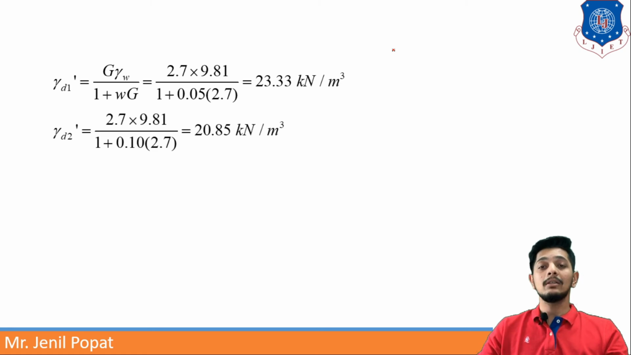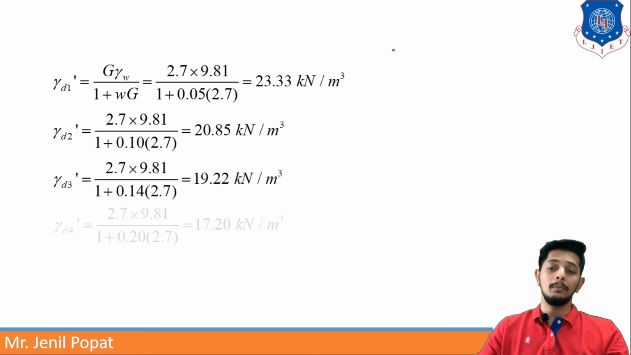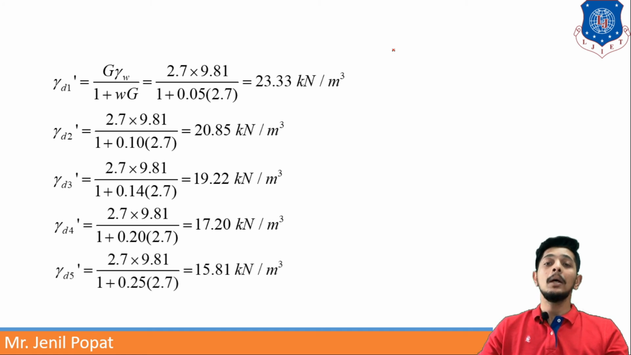Gamma D2 dash, same way I'll put water content number 2. Water content number 3, 19.22 kilonewton per meter cube. Number 4, 17.20 kilonewton per meter cube. And putting the fifth value of water content, I am getting gamma D5 dash as 15.81 kilonewton per meter cube.